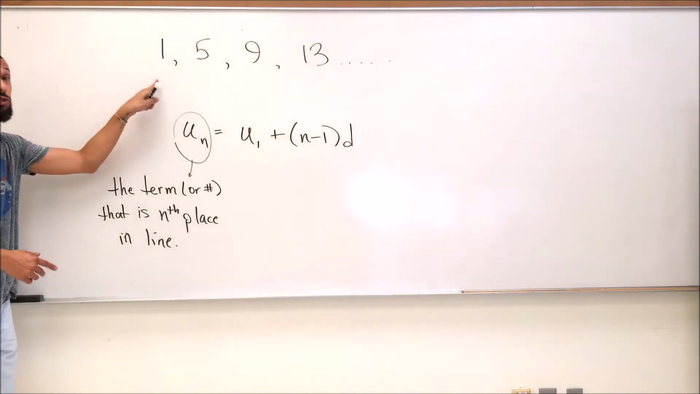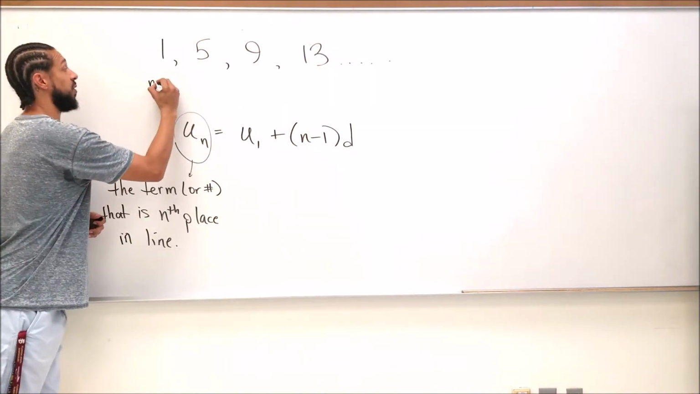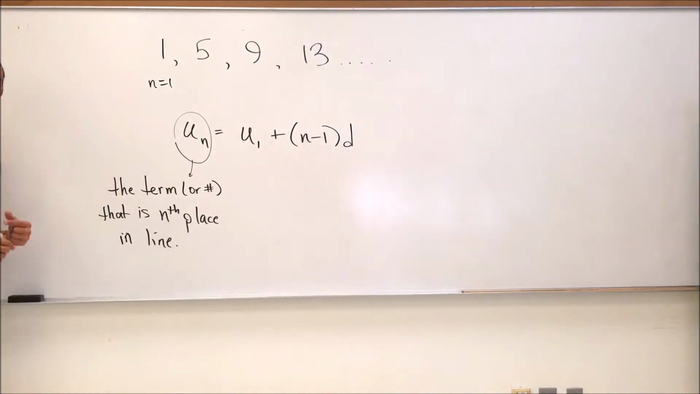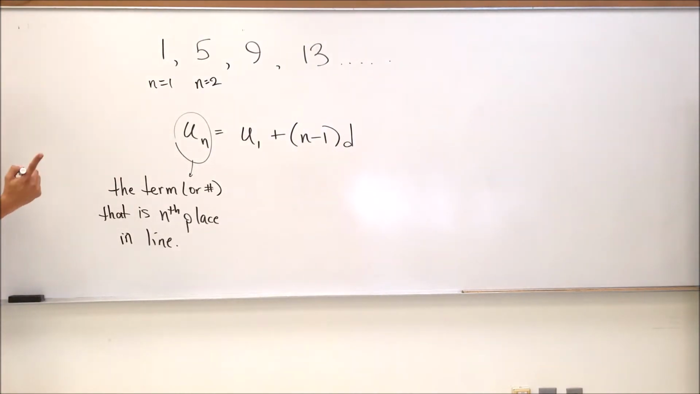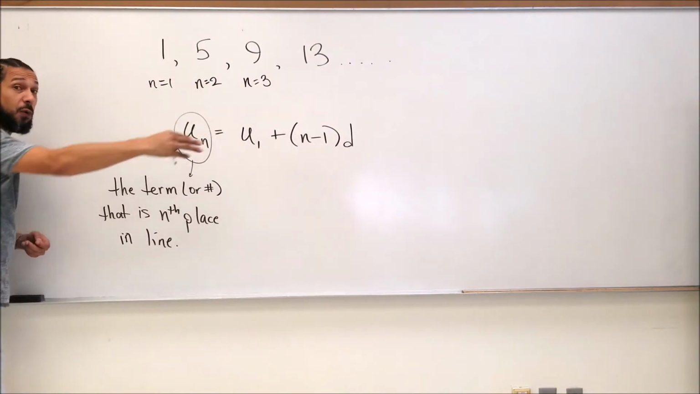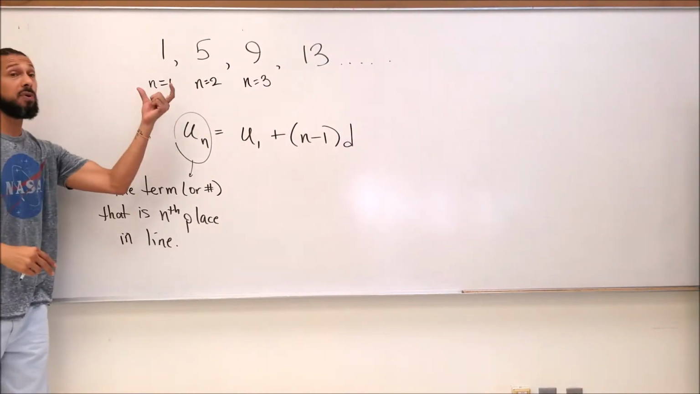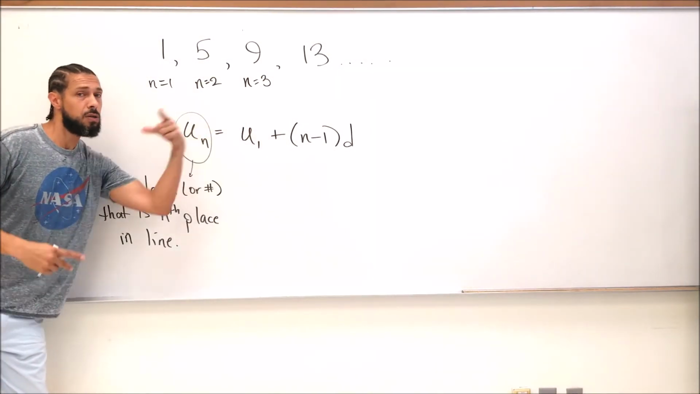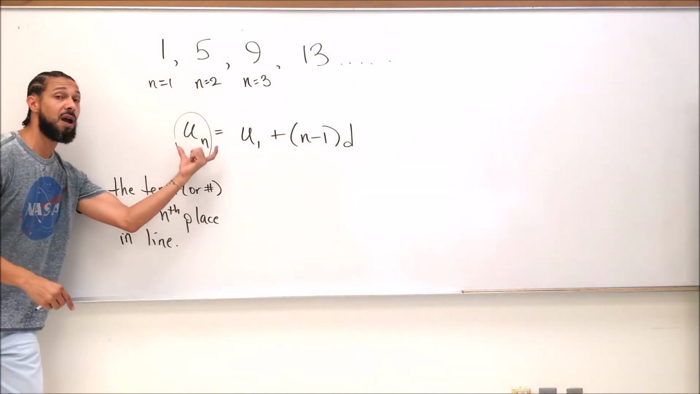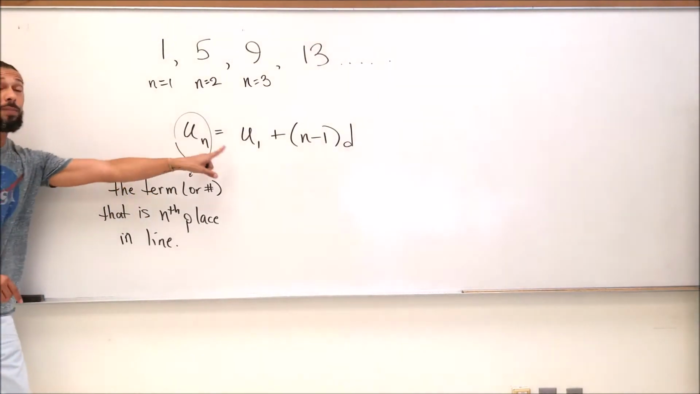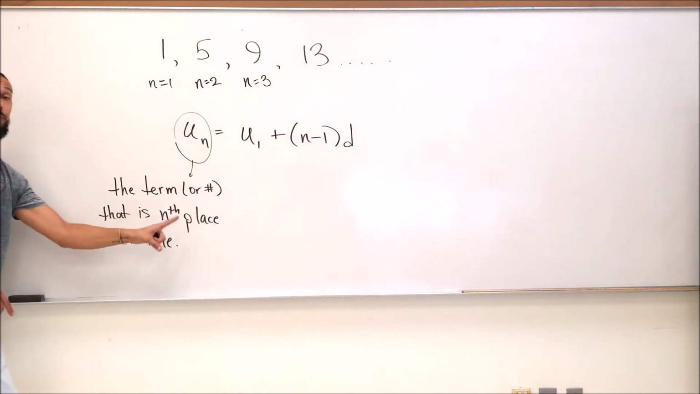This is the very first number, so its place in line is 1. The 5 is the second number, so its place in line is 2. The 9 is the third number in line, so its place in line is 3. And so on and so forth. So if I wanted to find out which number is in the 50th place in line, you know what I can do? Use this formula. Whatever number in line you want to find, this formula shows you how to find the term that is nth place in line.